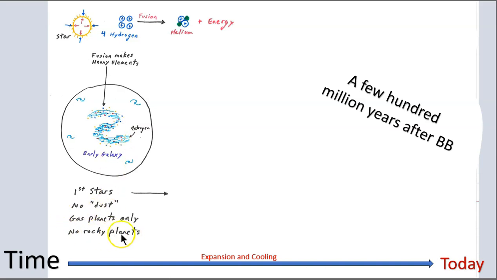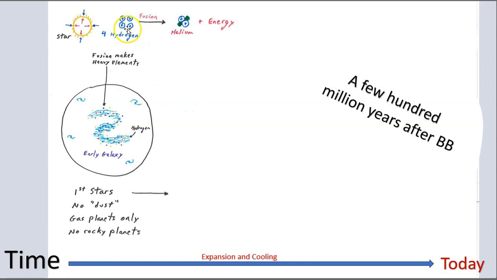Neither are we going to have rocky planets, because rocky planets are made of heavy elements. We could have gas planets like Saturn and Jupiter, which are made of hydrogen and helium. So at this early stage, the only kinds of planets that could have existed would be the gas planets. There would be no heavy elements yet produced by the universe.